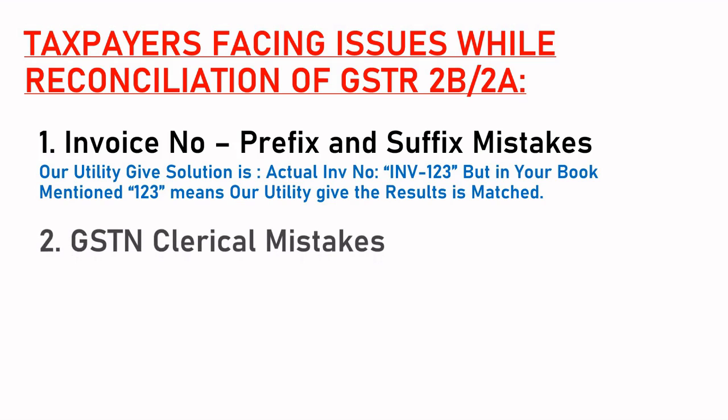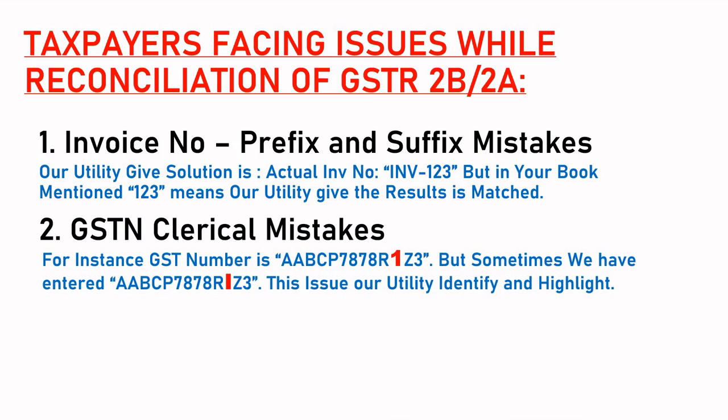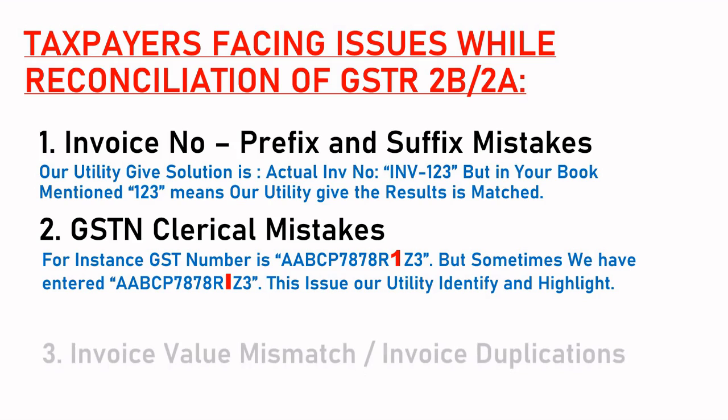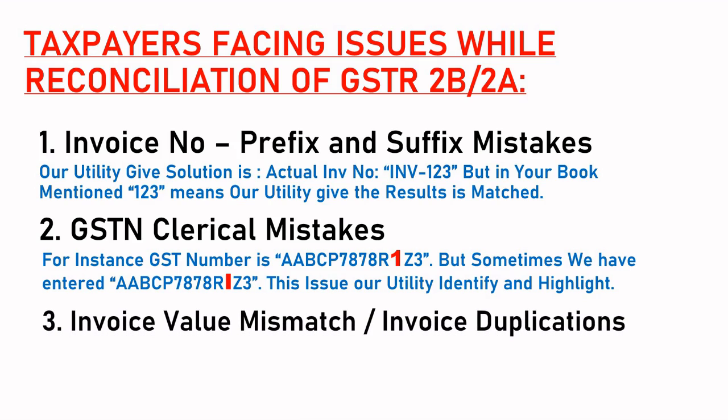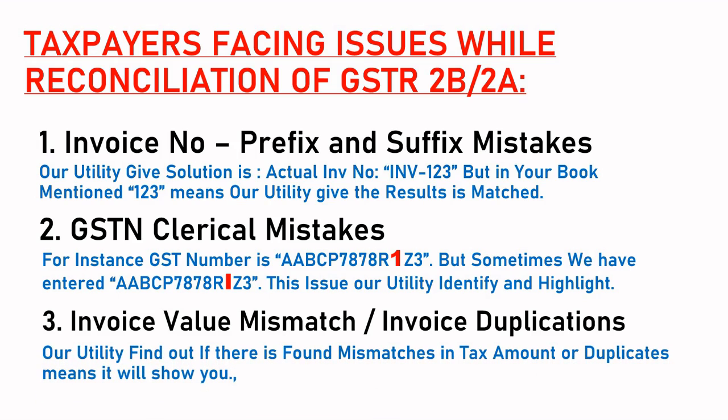The second one is GSTN clerical mistakes. For instance, I have mentioned here many people make the same mistakes, such as entering the letter I instead of the digit one, so the invoices will not match. Our utility identifies and highlights this issue. The third one is invoice value mismatch and invoice duplication. Our utility finds mismatches in tax amount or duplicates and shows them separately.